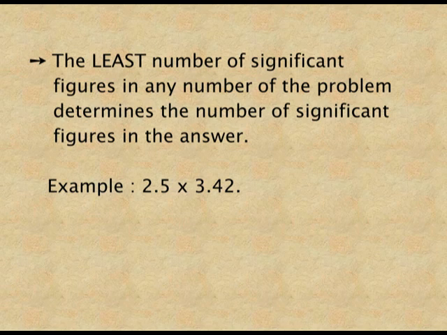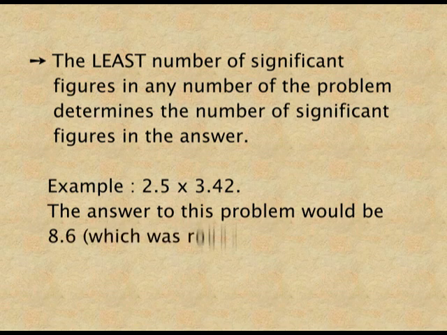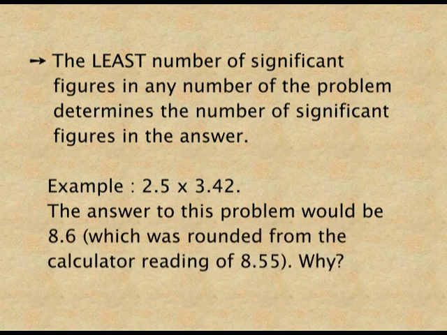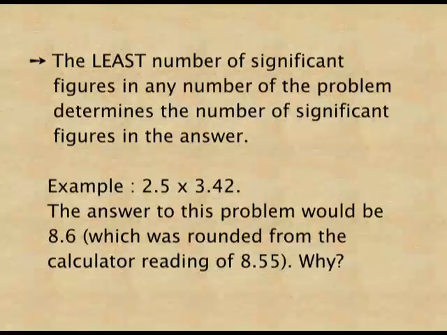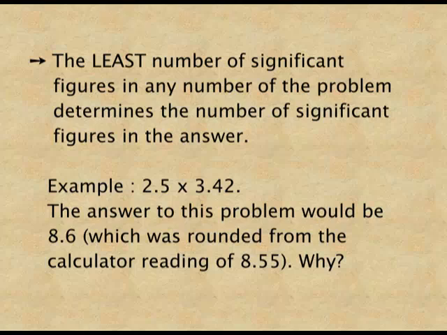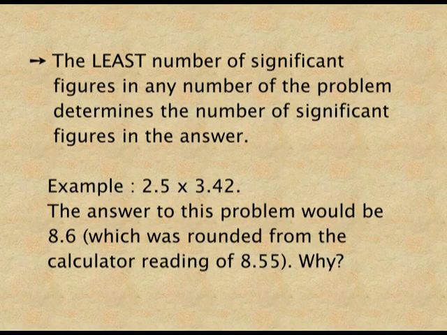Let's see an example. I am just multiplying 2.5 into 3.42. The normal multiplication, the answer comes out to be 8.55. But the answer reported is 8.6, that is, it has only two significant figures. Why only two significant figures? Because of the two numbers which I am multiplying, 2.5 and 3.42, 2.5 has only two significant figures. So my answer should have only two significant figures. This is all about the rules which we follow doing simple calculations.